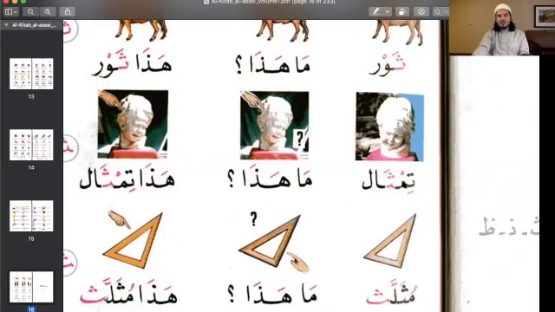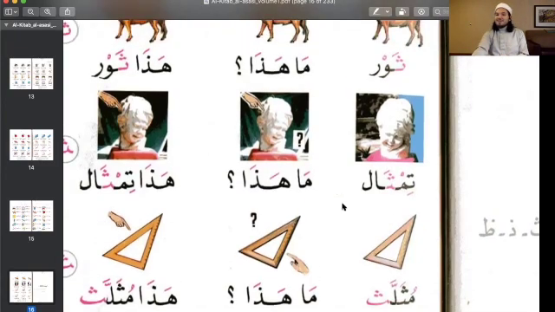Alrighty. تمثال. ما هذا؟ Again? تمثال. ما هذا؟ ما هذا تمثال. Yeah. So timthal. Is that hair? No. It's statue. Statue? Statue. Correct.